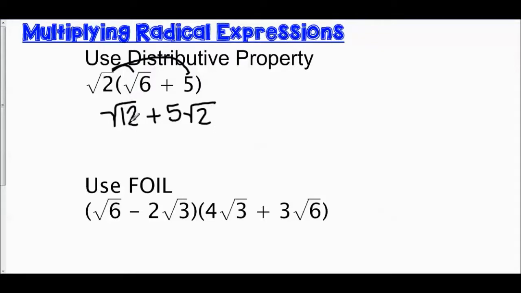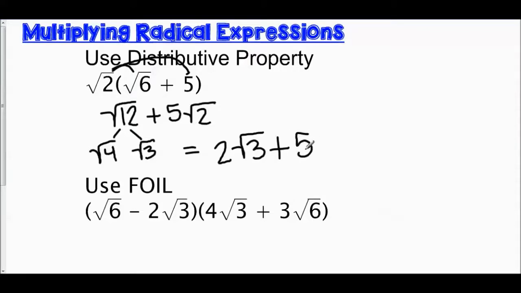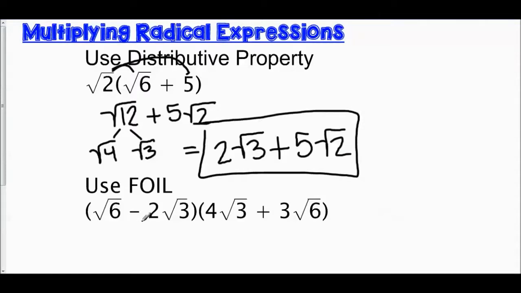The square root of 12 can be simplified because I can break that down into the square root of 4 and the square root of 3. The reason I did not do the square root of 6 times the square root of 2 is because neither of those are perfect square factors. 4 is the perfect square. What that allows me to do is simplify the square root of 4 as 2. So I'm left with 2 times the square root of 3. That is the simplified version of the square root of 12, plus my second part there, 5 times the square root of 2. Those are not like radicals, so I cannot combine them. There is my simplest form.